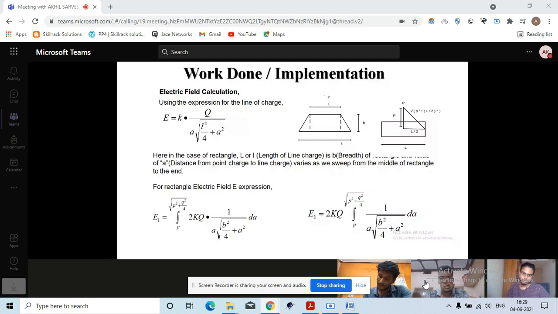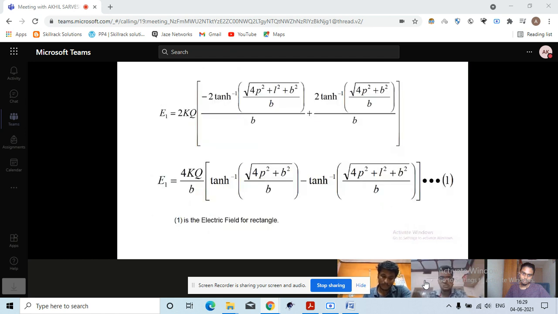Next page. After integrating, this is the final expression we are getting. This is E1 equals 4KQ by V into tanh inverse of root of 4 P square plus B square by V, minus tanh inverse of root of 4 P square plus L square plus B square by V. This is the electric field expression for only the rectangle. Next page.